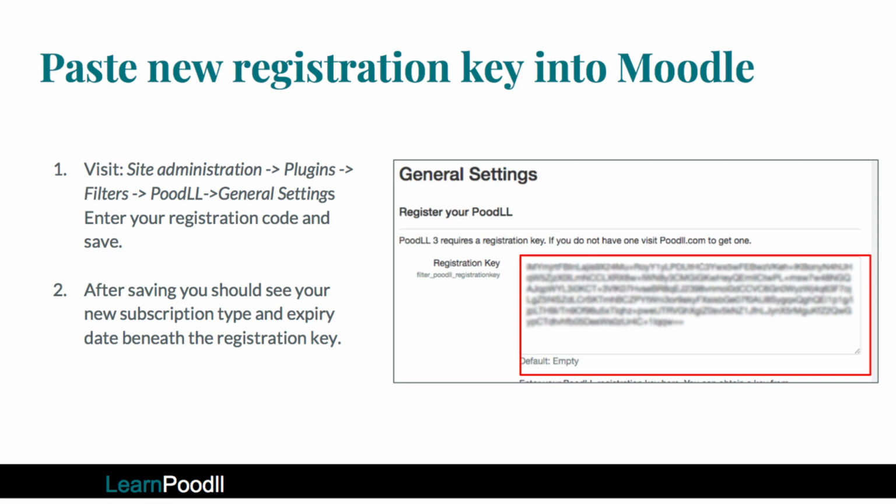At the top of the page you'll see a text area where you can paste in your registration key, and once you have saved that, you should see beneath the text area the new subscription type and the expiry date of that key. And then you're all ready to go. Your new Poodle subscription is activated and set up on your site.